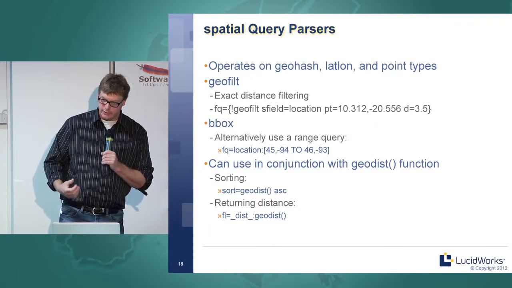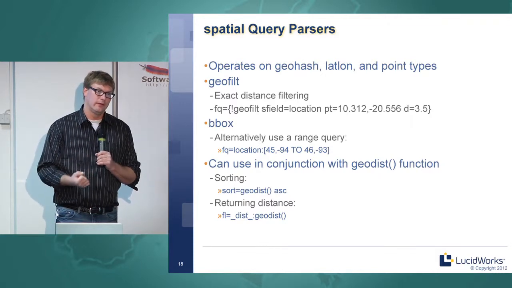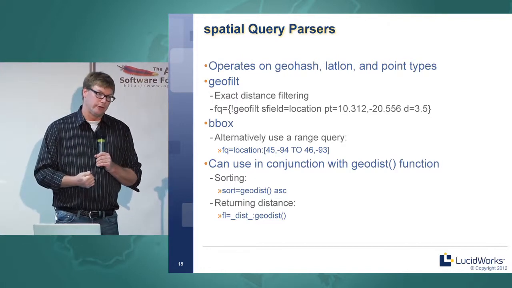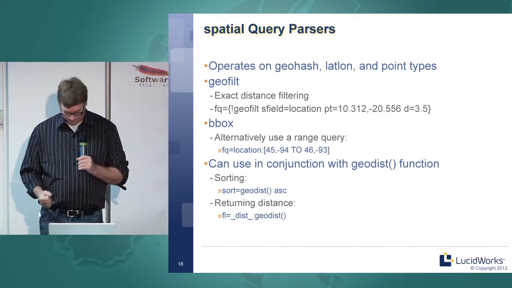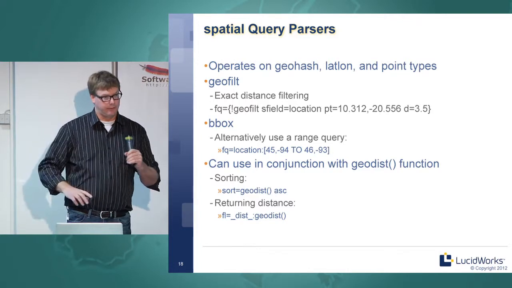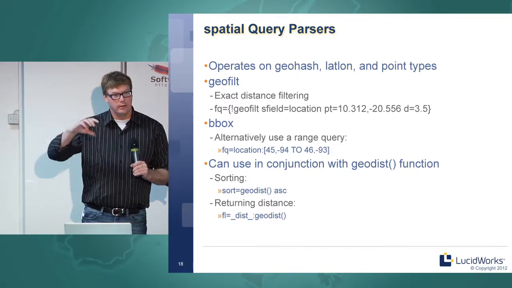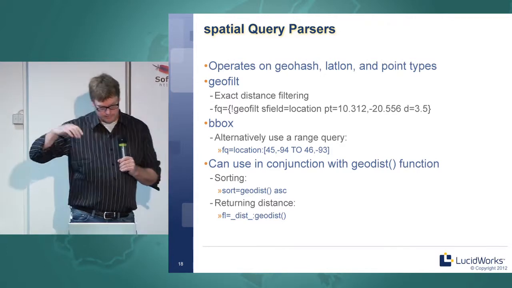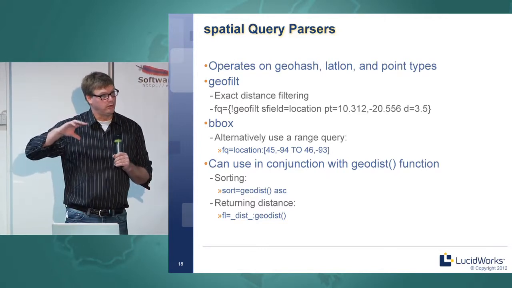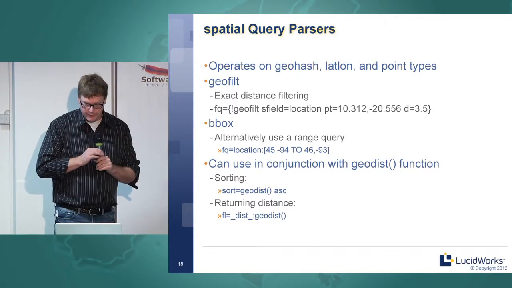There's spatial queries here. There's a geohash, lat long, and point types. With those particular field types, you can leverage a geofilt query, which is exact distance matching. And then there's a bounding box, which takes the corners and creates a box. So you may get more documents than match the distance that you want there. But it's a much quicker type of query and might be just plenty good enough for your needs there.